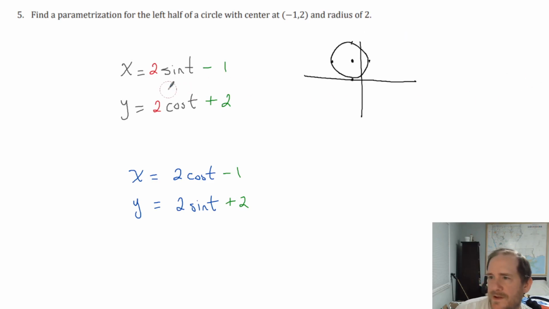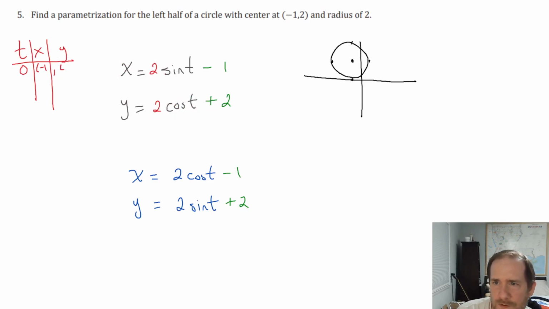Alright, based on this parameterization, what do you get when t is 0? Well, at time 0, sine is on its midline giving 0. 2 times 0 is 0, take away 1 is -1. And cosine is at its max at 0, giving 1. 2 times 1 is 2, plus 2 is 4. So you're getting the point -1, 4. You're at the top of the circle.